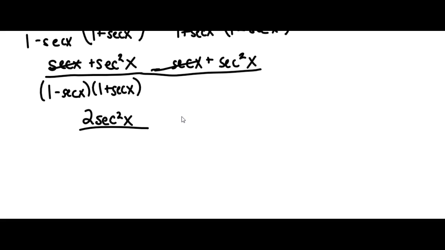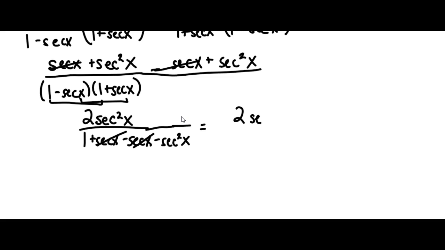And let's try foiling the bottom part. So we have front is 1, outer is secant x, inner is negative secant x, and last is secant x times negative secant x, which is negative secant squared x. So actually my middle terms cancel out, and I'm left with 2 secant squared x over 1 minus secant squared x.